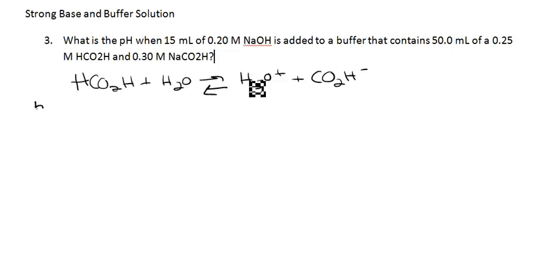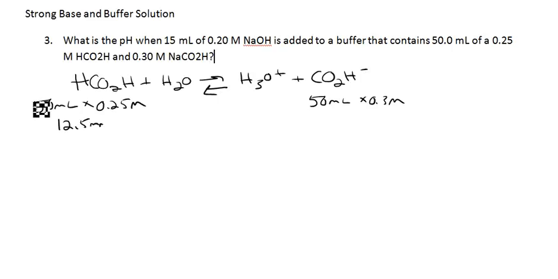We have 50 milliliters of 0.25 molar of the acid and 50 milliliters of 0.3 molar of the base. And so we have 12.5 millimoles of the weak acid and 15 millimoles of the conjugate base.